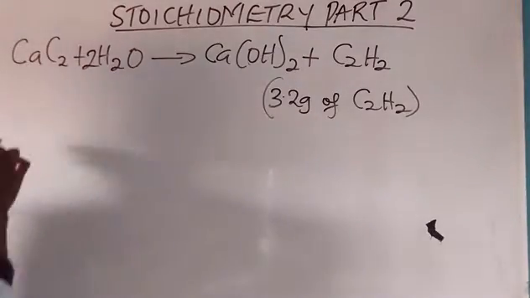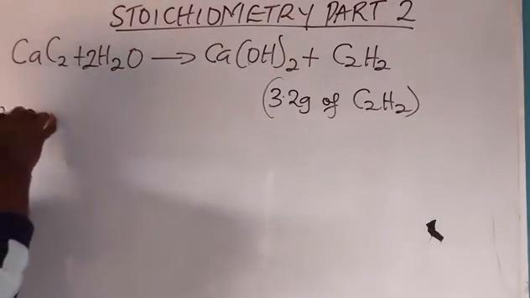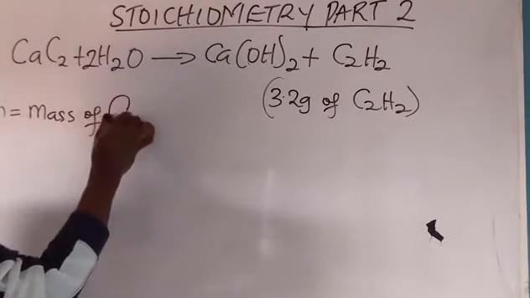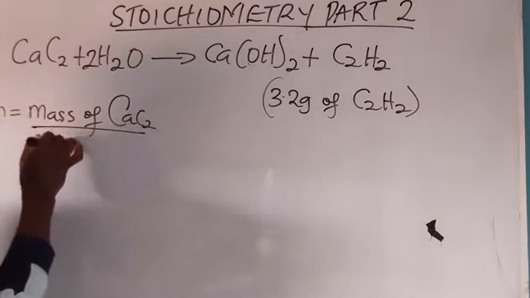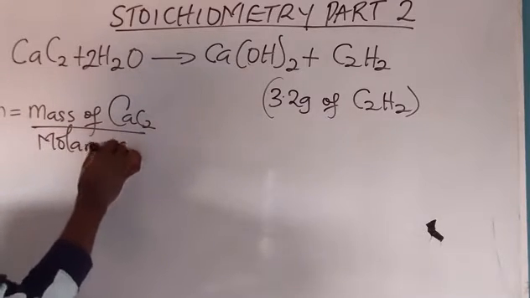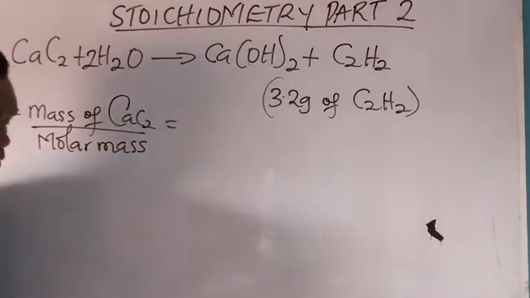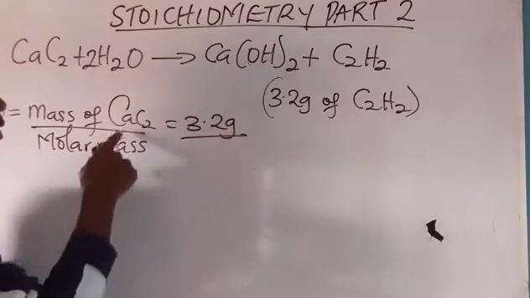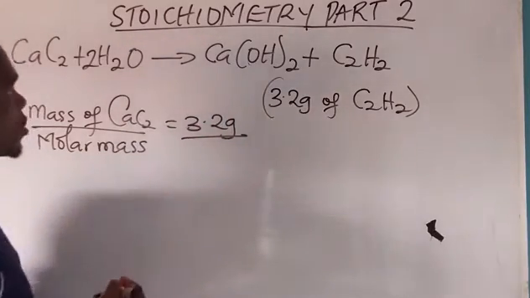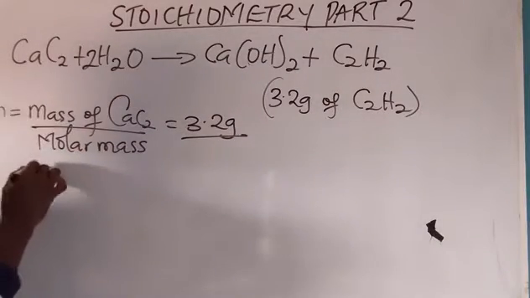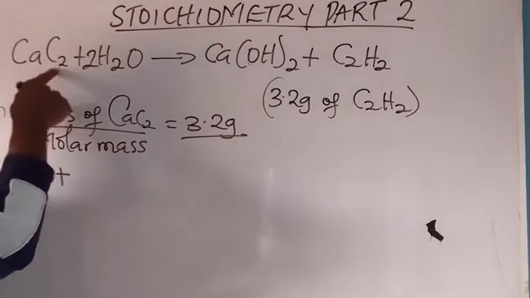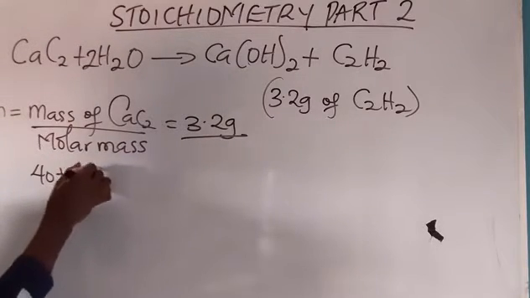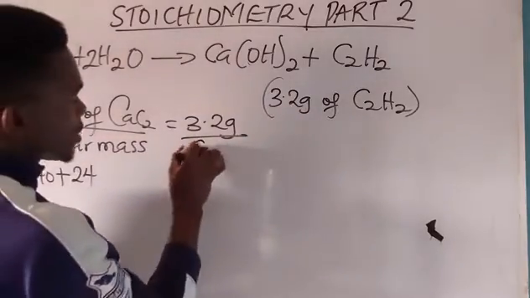I gave us in the initial class that the number of moles is equal to mass of calcium carbide over the molar mass. From the question, they gave us 3.2 grams of calcium carbide. The molar mass wasn't given, so let's look for it. Calcium is 40, carbon is 12. 12 times 2 is 24, plus 40, I'm going to have 64.